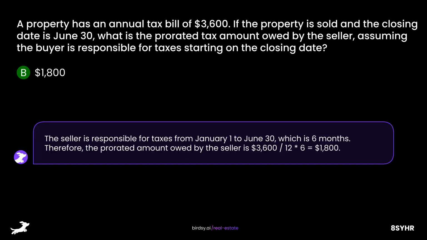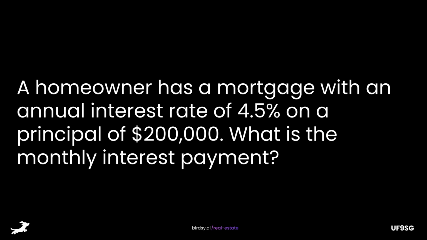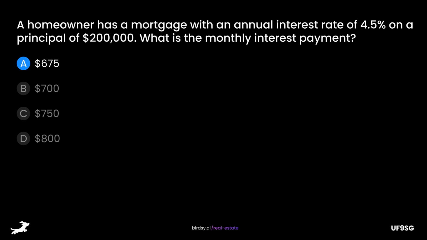The seller is responsible for taxes from January 1st to June 30th, which is 6 months. Therefore, the prorated amount owed by the seller is $3,600 divided by 12 multiplied by 6, which equals $1,800. A homeowner has a mortgage with an annual interest rate of 4.5% on a principal of $200,000. What is the monthly interest payment? Is it A, $75, B, $700, C, $750, or D, $800? The answer is C, $750.